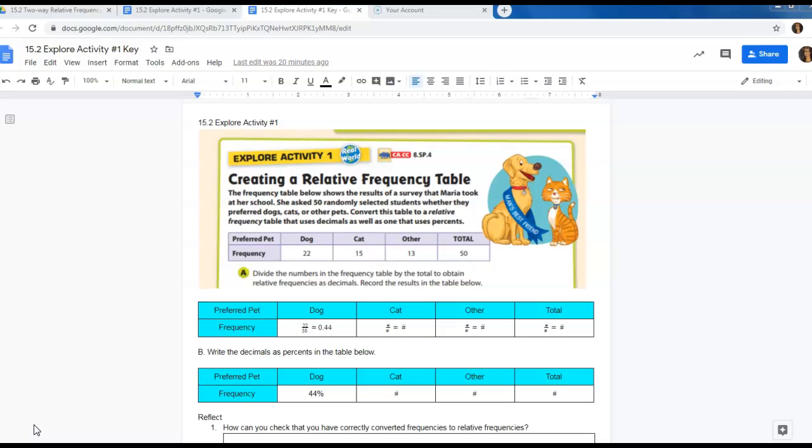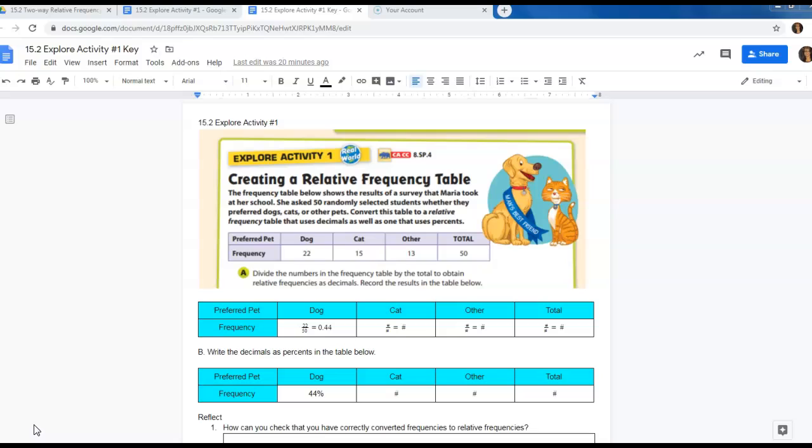So it says creating a relative frequency table. The frequency table below shows the results of a survey that Maria took at her school. She asked 50 randomly selected students whether they preferred dogs, cats, or other animals. Convert this table to a relative frequency table that uses decimals as well as one that uses percents.